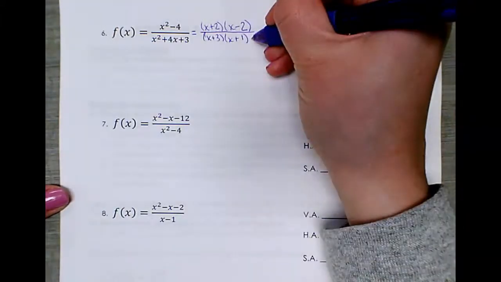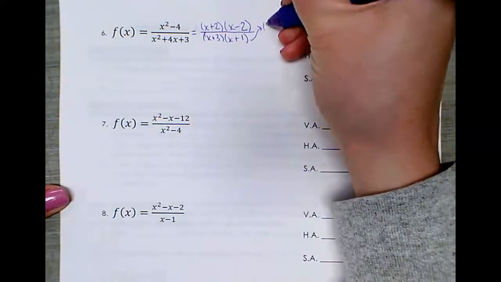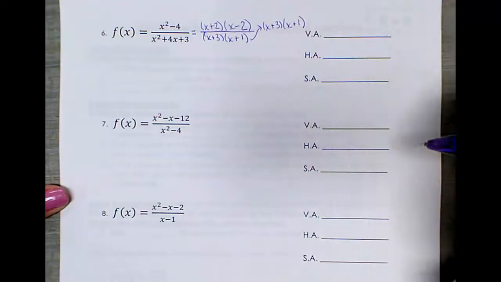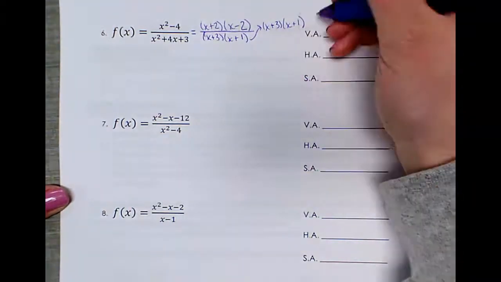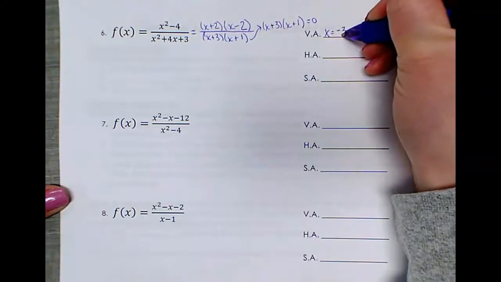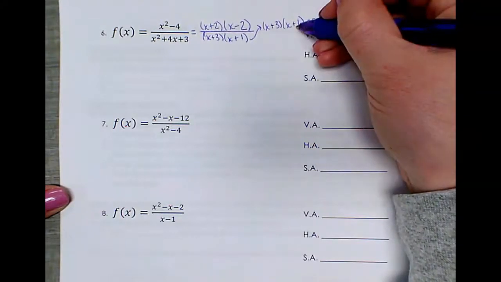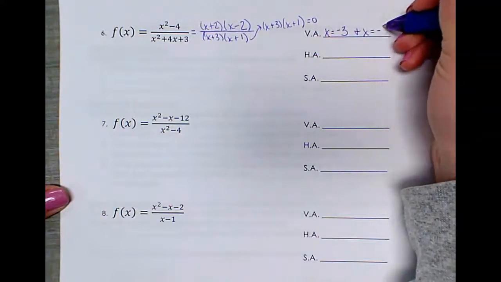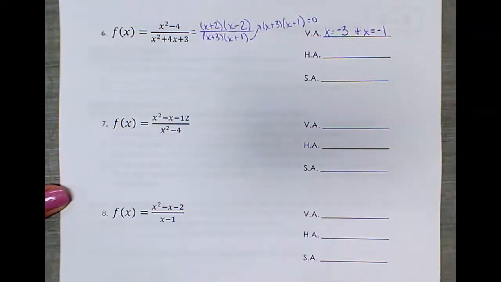The vertical asymptote is where you set the denominator equal to 0 and you solve. So if this is the factor set equal to 0, then x equals negative 3 is the vertical asymptote. If this is the factor set equal to 0, then x equals negative 1 is the vertical asymptote. So there are two vertical asymptotes in this problem as well.